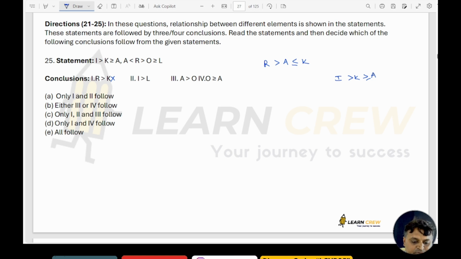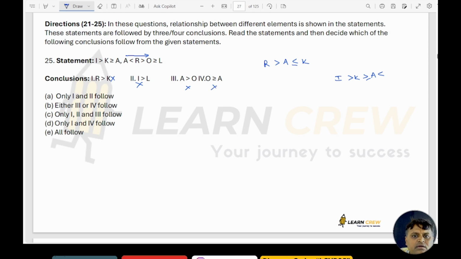Now the second one is incorrect, because you have both greater and lesser relations. So the second one is also wrong. Now see, A greater than O. Is it correct? I think you have two inequalities between A and O, less than and greater than, so it cannot be established. O greater than or equal to A is wrong again.